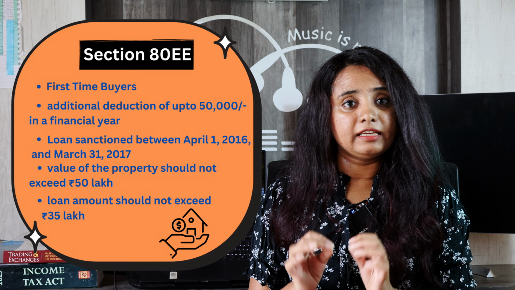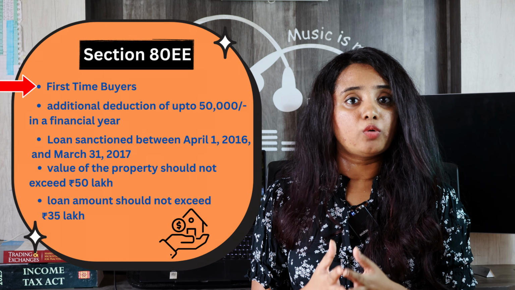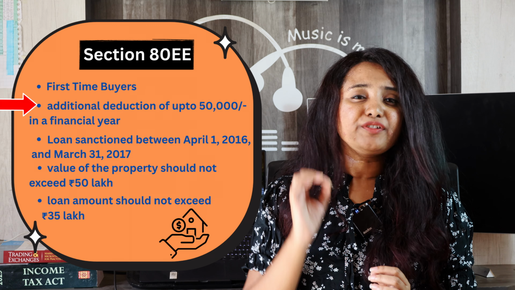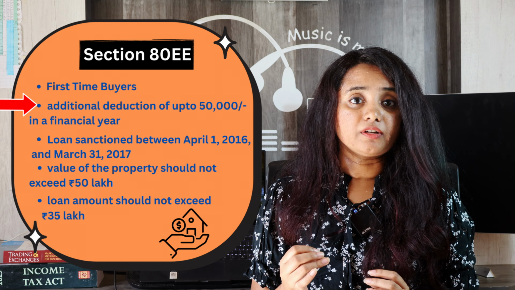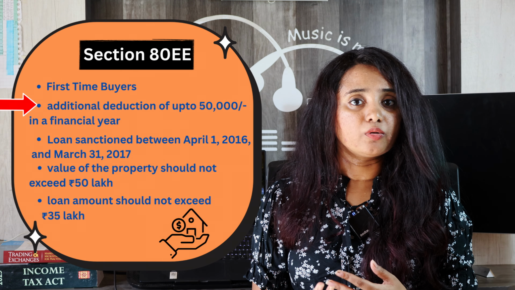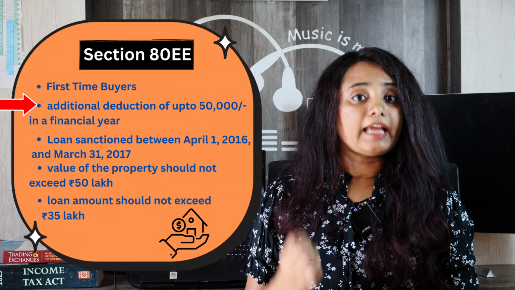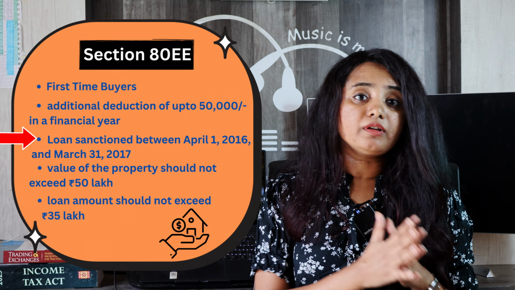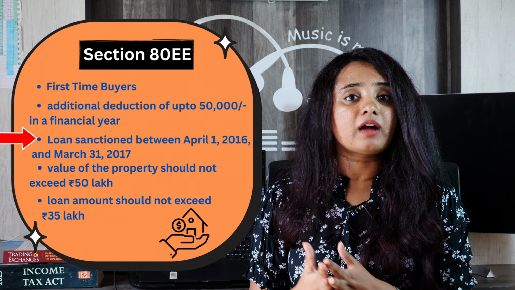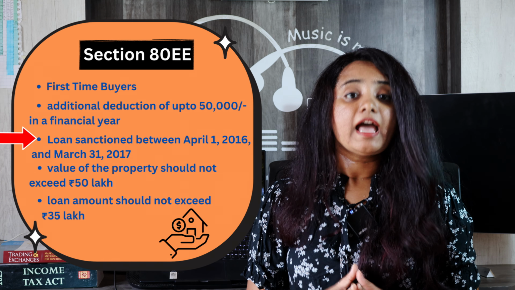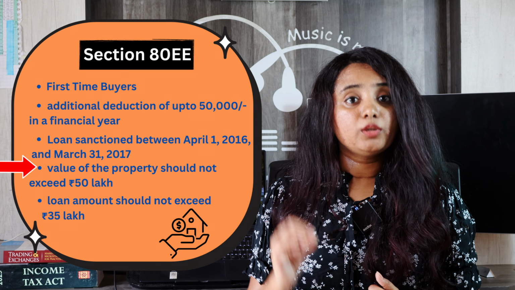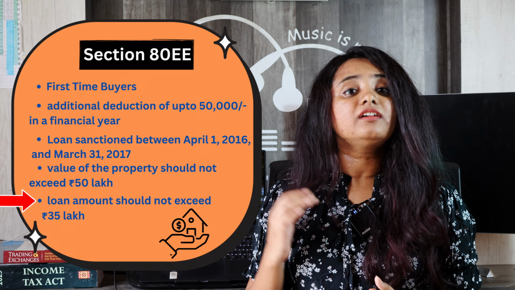Section 80EE. This is for first-time home buyers. This section provides an additional deduction of up to 50,000 per financial year for interest on a home loan for first-time buyers. And the eligibility is that the loan must be sanctioned between April 1st, 2016 and March 31st, 2017, the value of the property should not exceed 50 lakh, and the loan amount should not exceed 35 lakh.